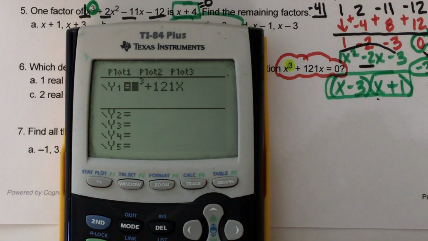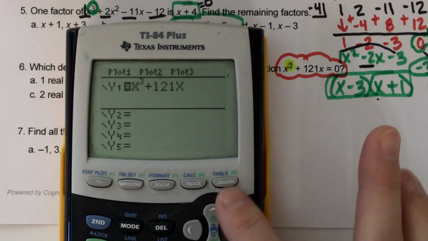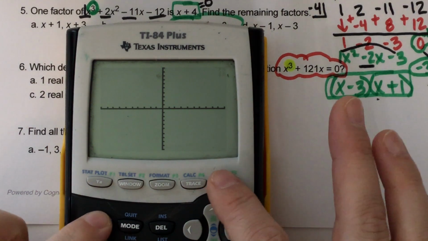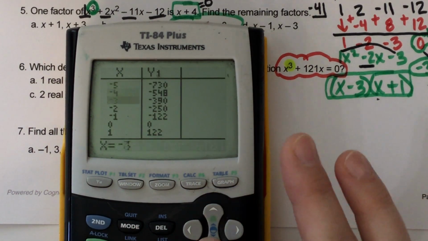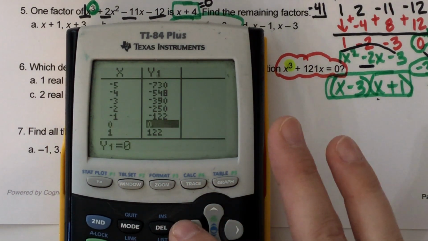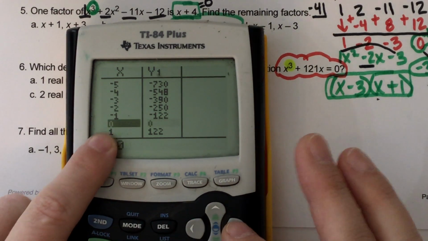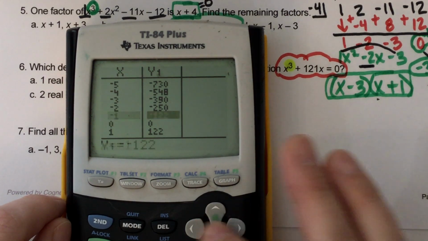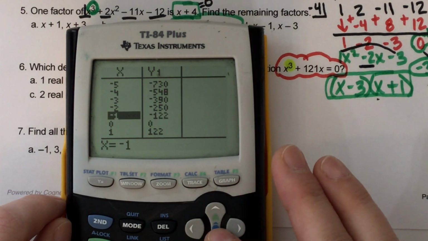I can't see anything. Okay, so maybe the calculator's not going to help me. Now, it's supposed to touch the x-axis at 0 because there's an answer. I can tell it from the table. The reason I can't see is because these numbers are so big.